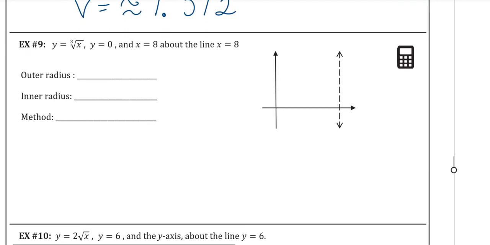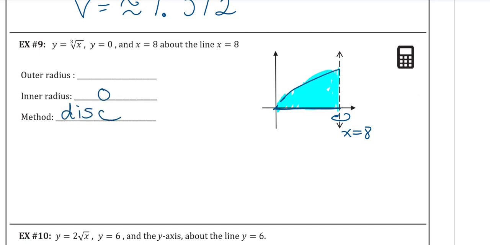Okay, next one. We're doing it around a vertical axis now, and so here is our axis. This is x equals 8, and we have the cube root of x, which is going to look something like this in the first quadrant, and the line y equals 0, so we have this chunk right here. And again, we don't have a second function, and we're right up against our axis of revolution. So our inner radius is going to be 0, so we have a disk again.